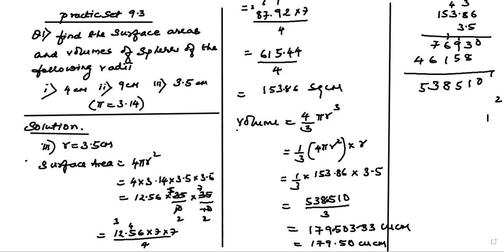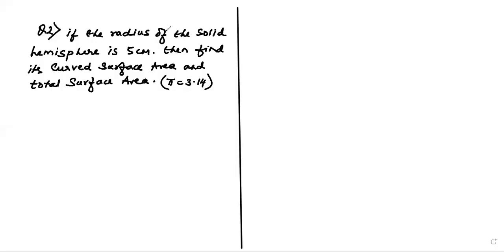Question number 2. Now go to question number 2 of the exercise, children. Exercise 9.3 continued. If the radius of the solid hemisphere is 5 centimeter, then find its curved surface area and total surface area. What is given, children? Radius of the solid hemisphere is 5 centimeter. Then find its curved surface area and total surface area.